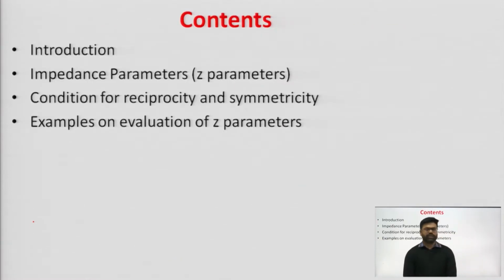So these are the contents that we are going to cover. First of all, we will see what a two port is and what the impedance parameters, also known as Z parameters, are. Then we will see what reciprocity and symmetricity are, what the values of the parameters should be for these conditions to be satisfied, and then how we can evaluate Z parameters.